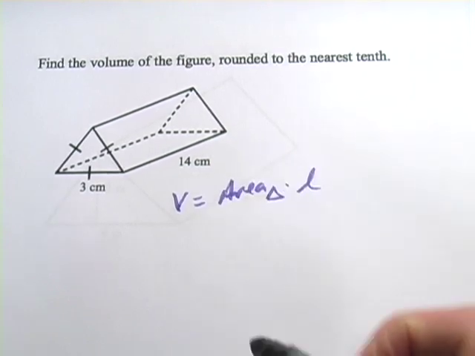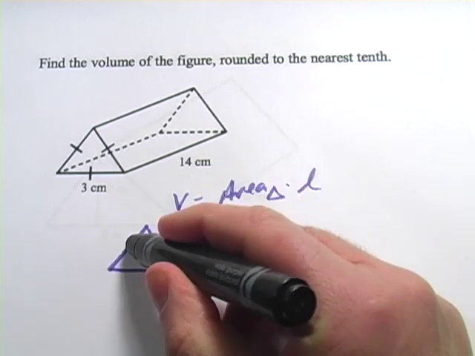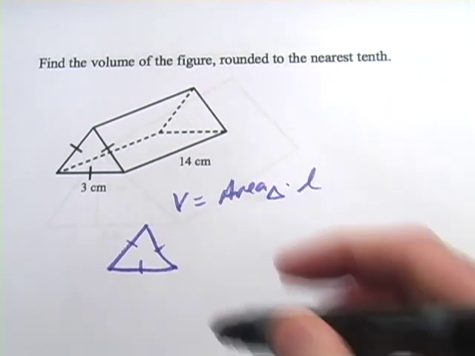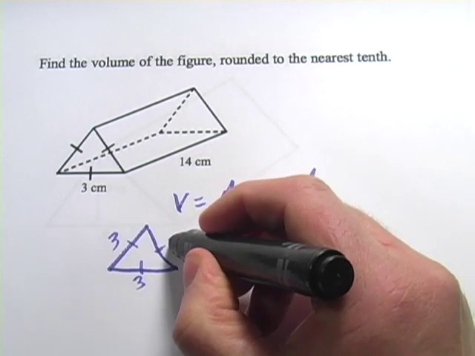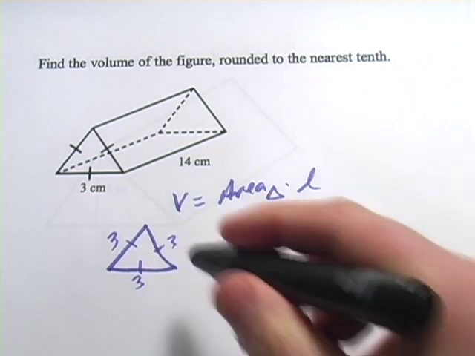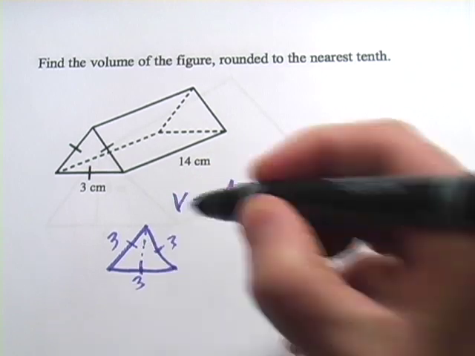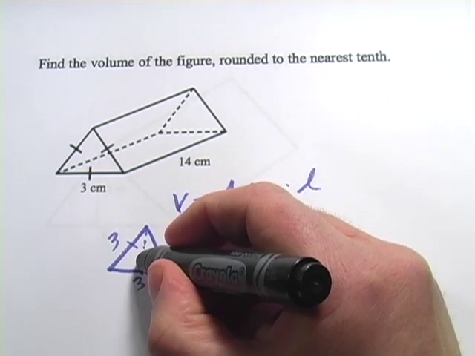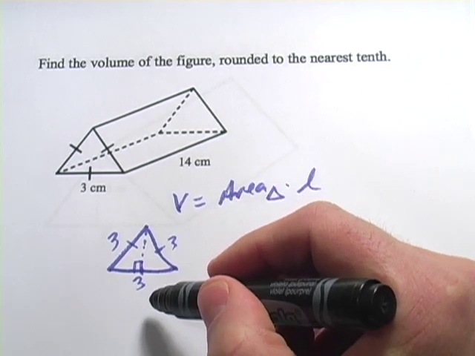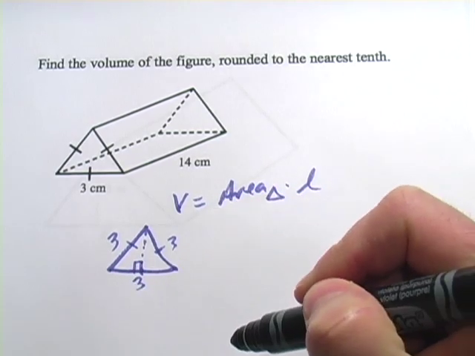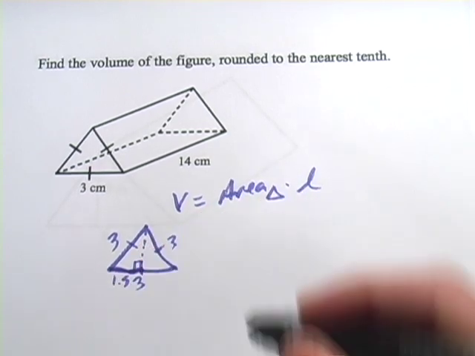Our length is 14. Let's figure out the area of this triangle, and I'm just going to draw it out here. You'll notice it's got these little marks, which means each of those sides is the same as the other. So this is an equilateral triangle, 3 by 3 by 3 on the sides. Now we want to find the height here, and when we drop that perpendicular, we cut an equilateral triangle into two 30/60/90s. And the base down here would be half of that 3, that'd be 1.5.